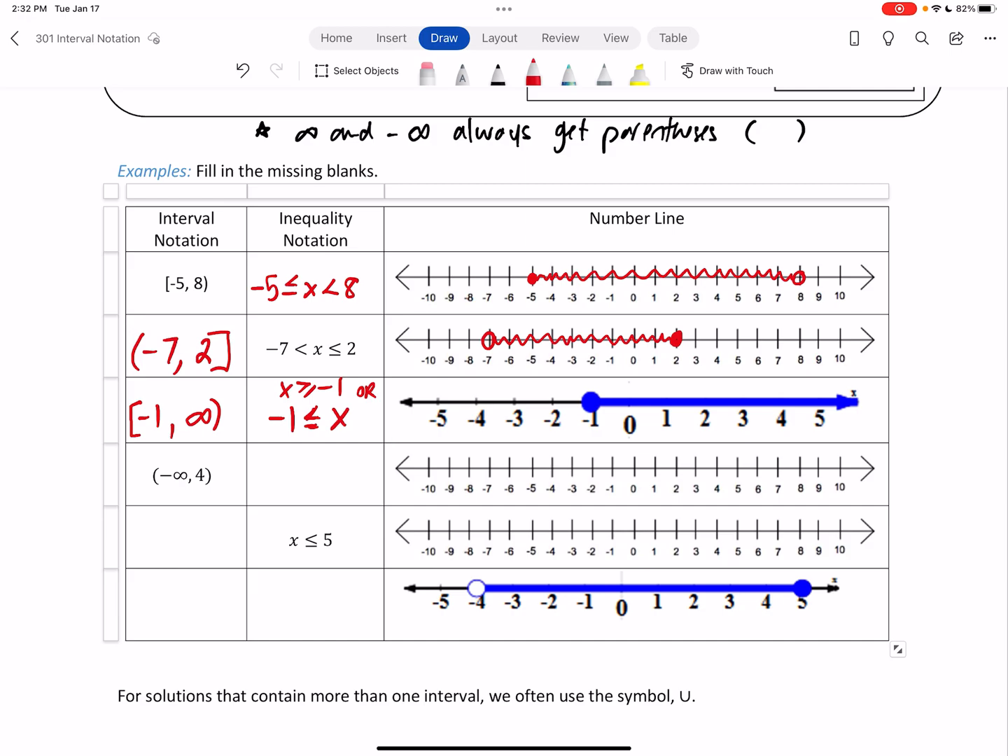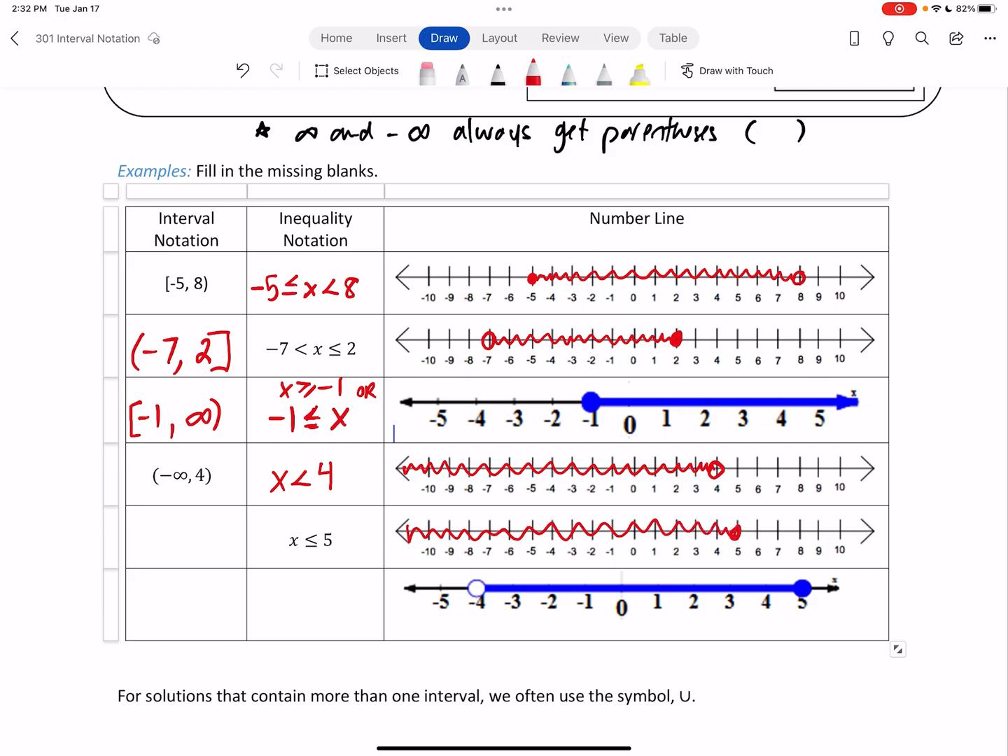Next, -infinity to 4, so all the numbers from -infinity all the way up to 4. The 4 has a parentheses, so it gets an open circle. This is all the numbers x that are less than 4. I don't put an equals there because I have that open circle, and I want numbers that are smaller than 4.